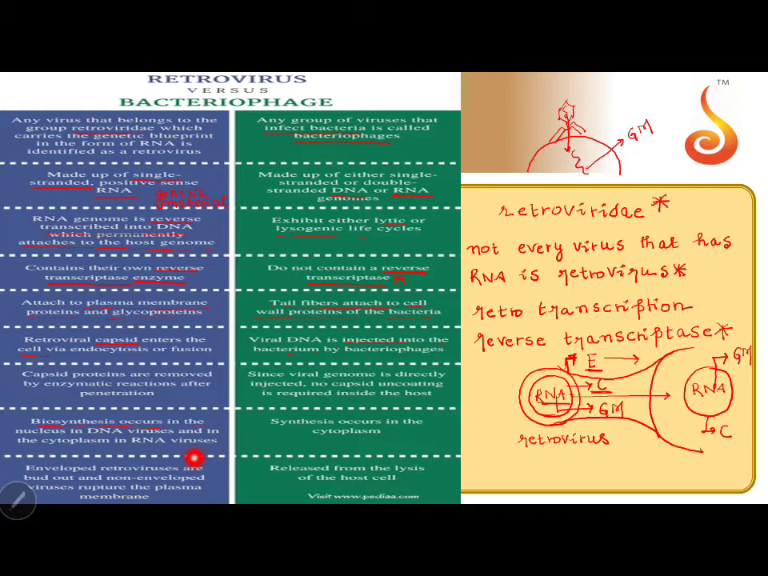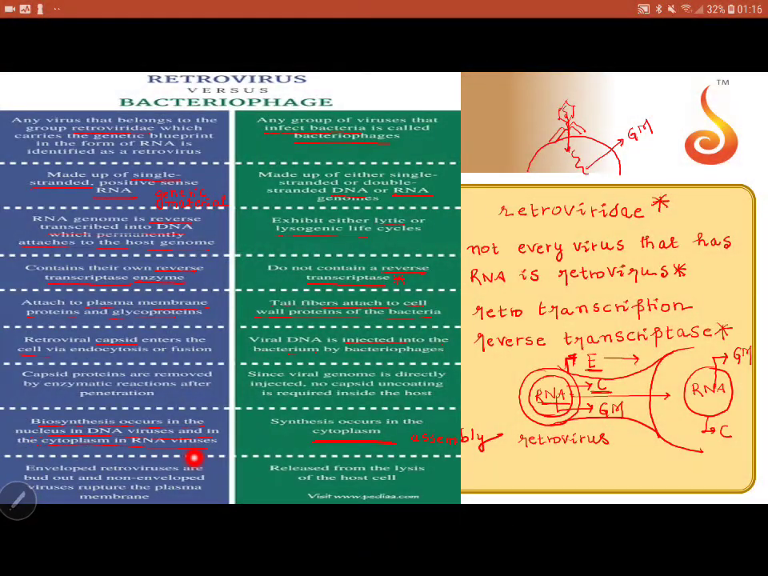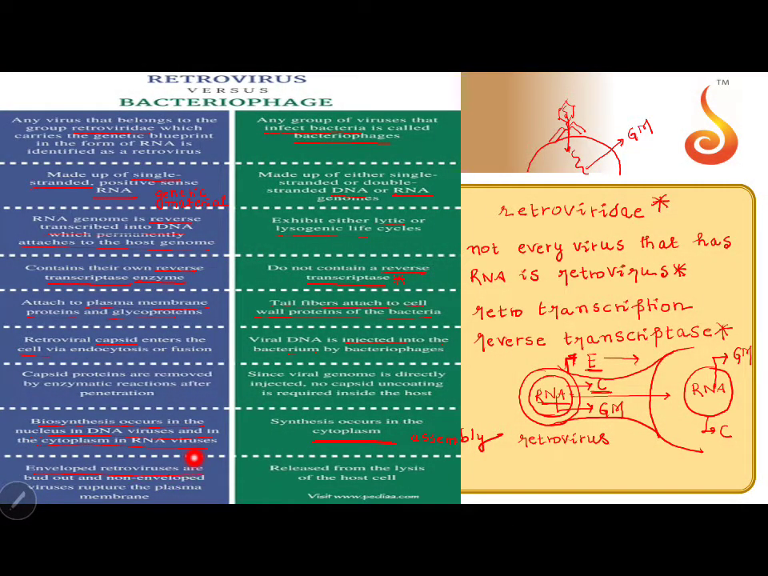Biosynthesis occurs in the nucleus in DNA viruses and in the cytoplasm in RNA viruses. Synthesis occurs in the cytoplasm. Now they are speaking about assembly. Enveloped retroviruses bud out, and non-enveloped viruses will rupture the plasma membrane and be released by lysis of the host cell.